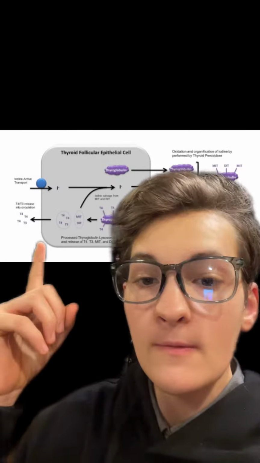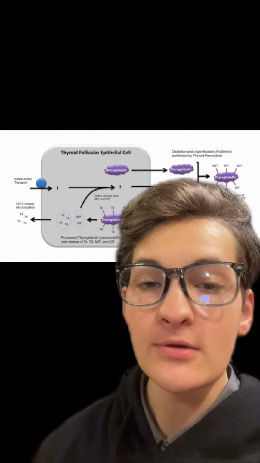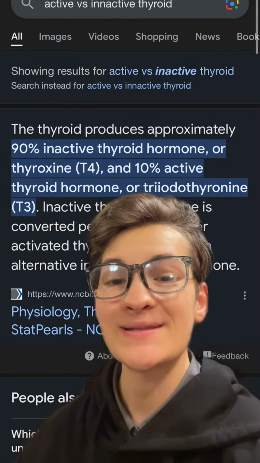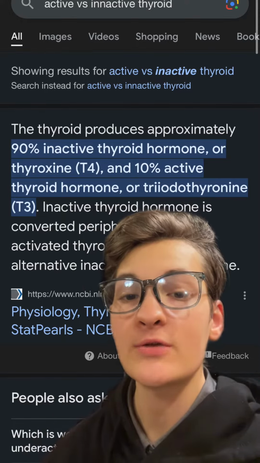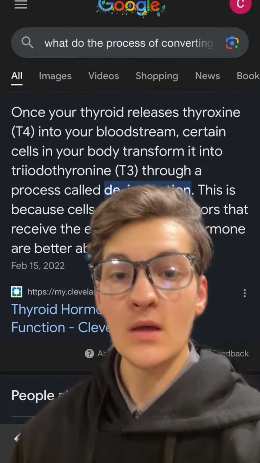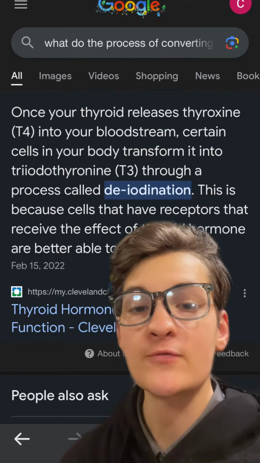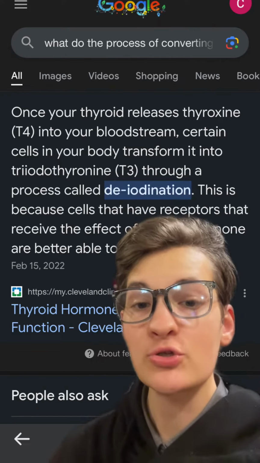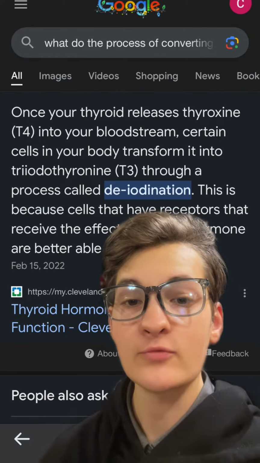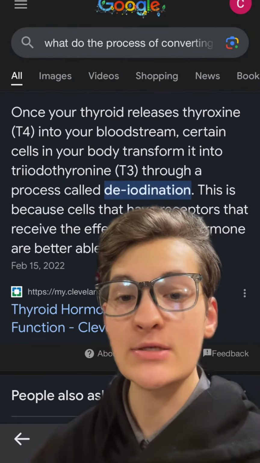molecules, T4 and T3. The thyroid releases approximately 90% of the inactive form T4 and only about 10% of the active form T3. Luckily, most cells with receptors for T3 contain the deiodinase enzyme, which can essentially remove one of the iodine atoms from T4, converting it into the active form T3.